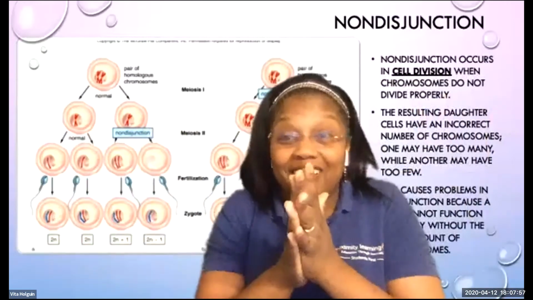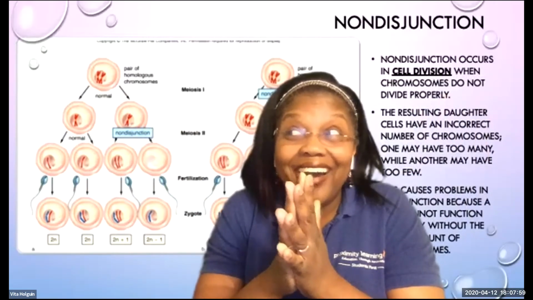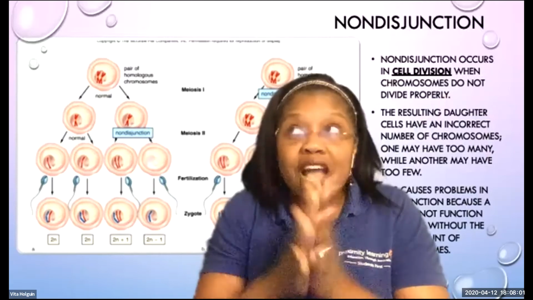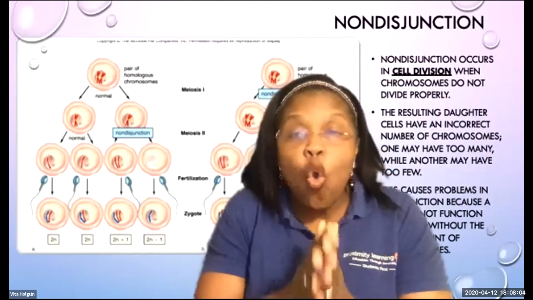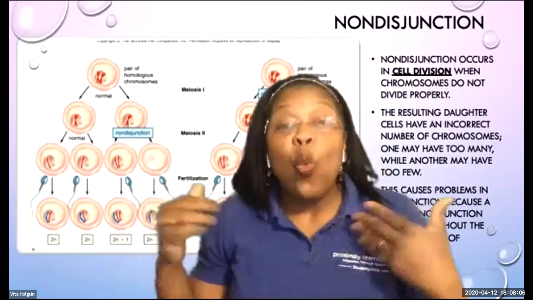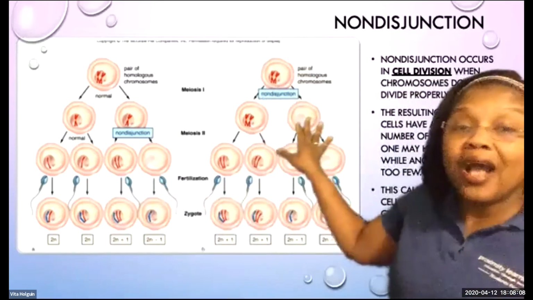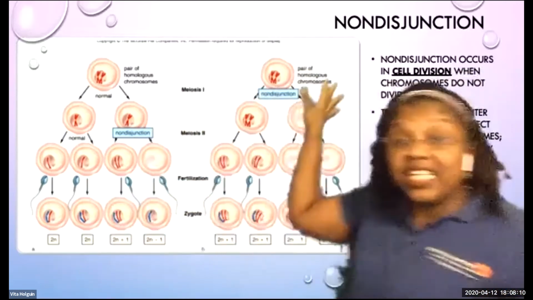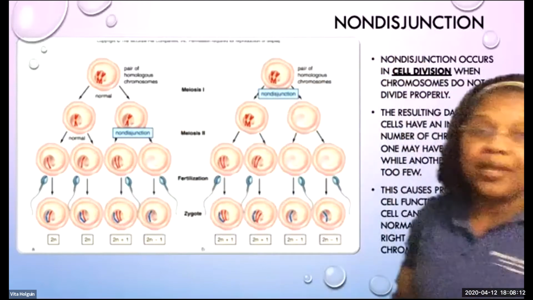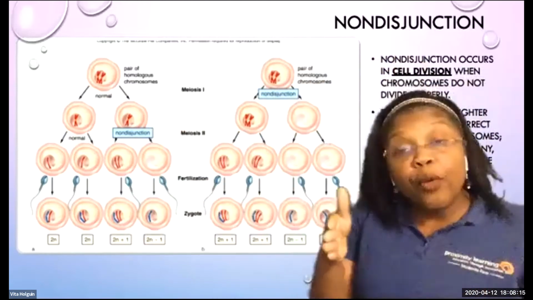They're back together. I know what you're thinking. Okay, Ms. Agid, if non-disjunction means that they stay together, why don't they just say that it's junction? Well, that's because in the process of meiosis, disjunction has to happen. Remember we talked about meiosis?